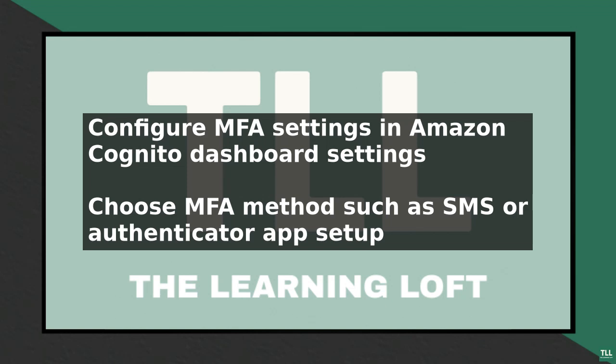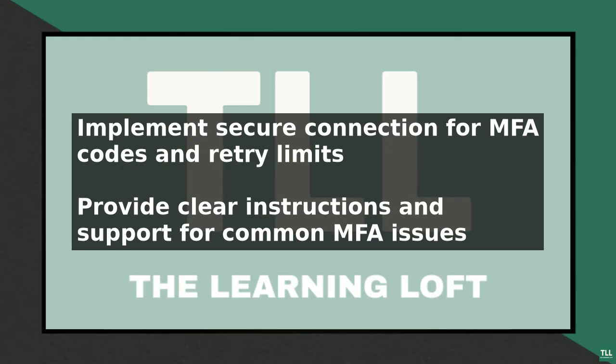Best practices for optimizing AWS Amplify MFA setup include using a secure connection for MFA codes, such as HTTPS, and implementing a retry limit for MFA code entry to prevent brute force attacks. Additionally, provide clear instructions to your users on how to set up and use MFA, and offer support for common issues, such as lost or stolen devices.